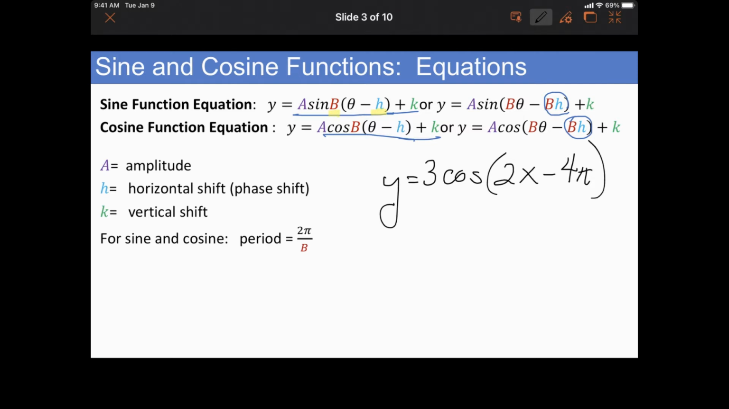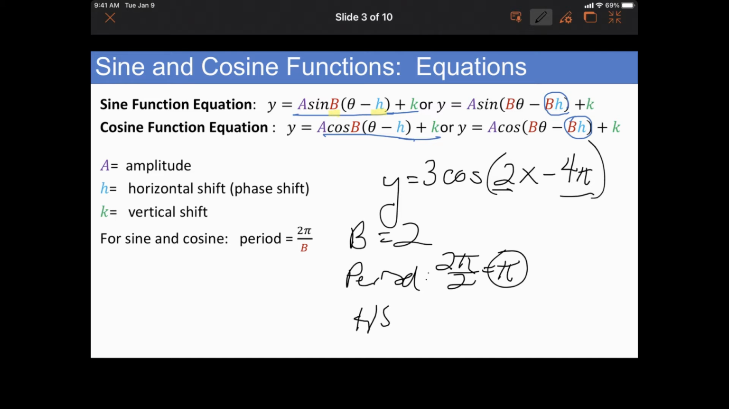So here you're going to say, oh, so here's B. B is 2. So the period is going to be 2 pi over 2, which is going to equal pi. And you're going to say, okay, then the horizontal shift is going to be 4 pi. And the answer is no, it's not.